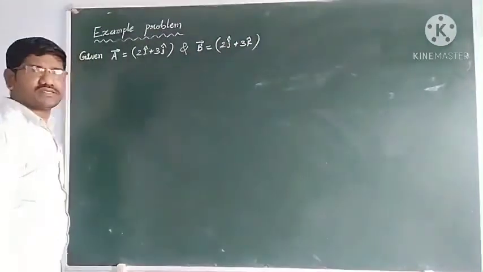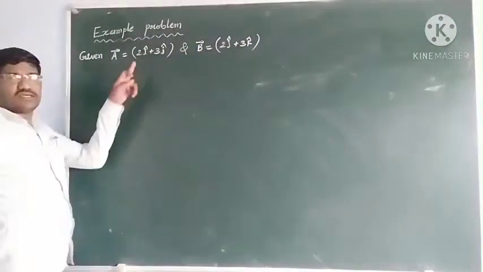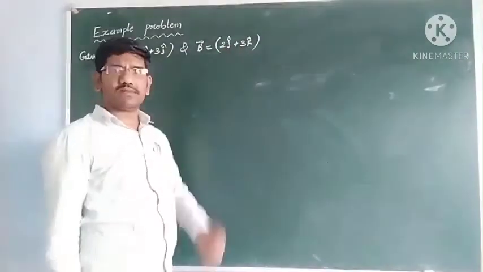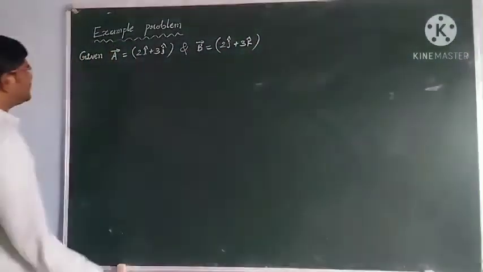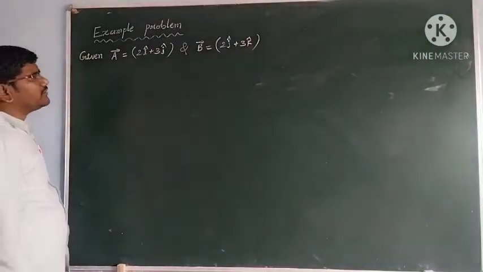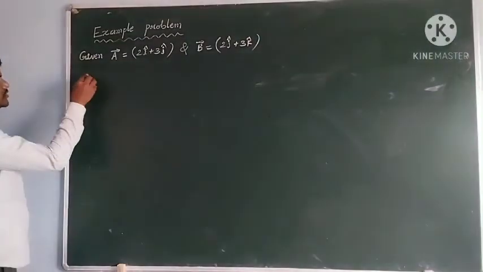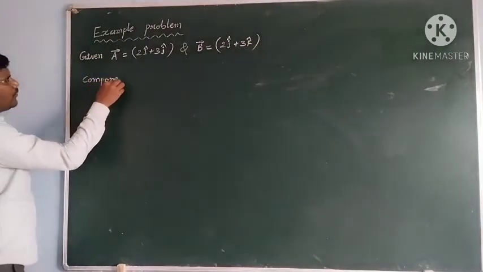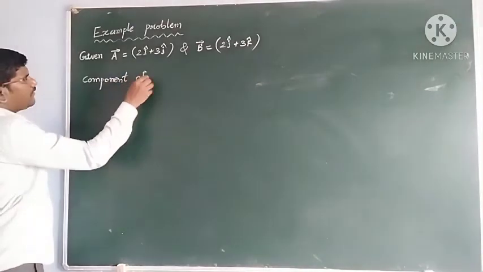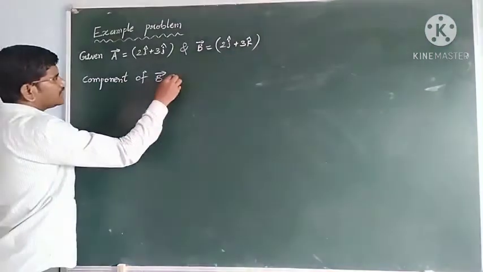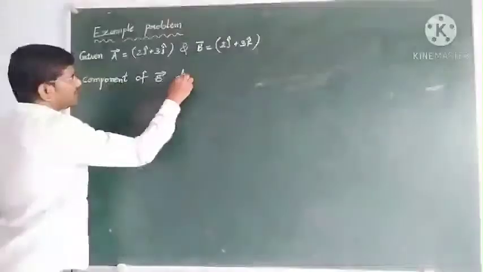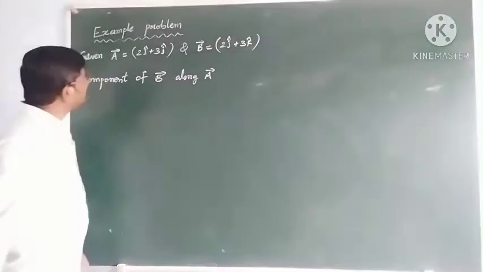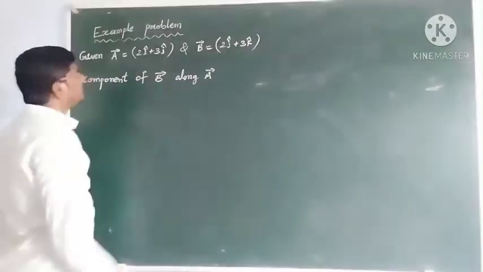Okay students, see, A bar is given as 2i cap plus 3j cap and B bar is 2j cap plus 3k cap. Find the component of B bar in the direction of A bar. So what am I writing? Component of B bar along A bar, I want to find.